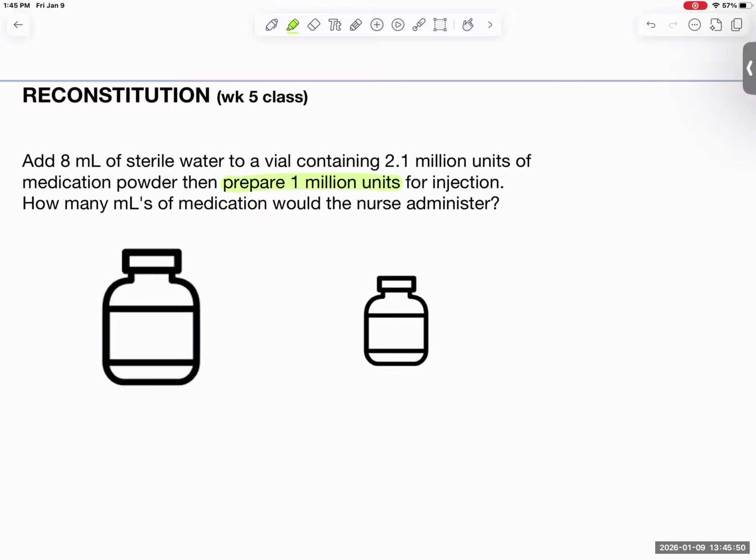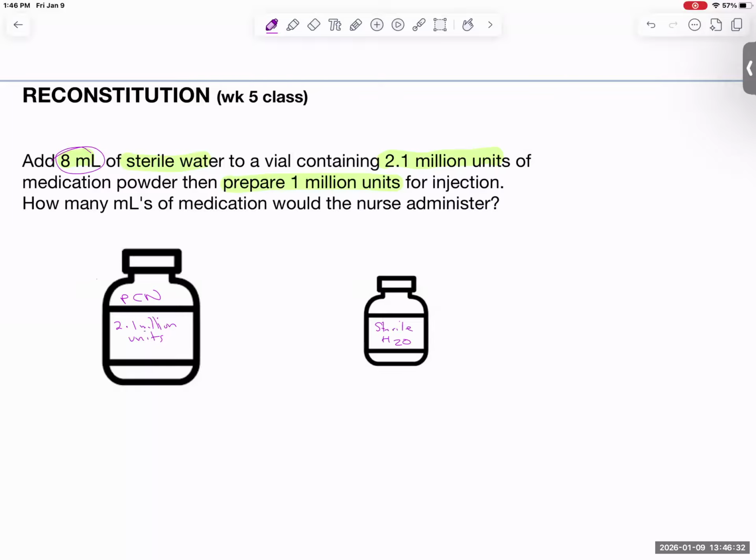Okay. And then it's telling me I have to add 8 milliliters of sterile water to a vial that has 2.1 million units in it. So believe it or not, you'll get a vial and maybe it is penicillin and it says 2.1 million units. And when you read the instructions, because every drug will require different things to mix it with, sterile water, normal saline, it'll tell you different amounts. So that's why you have to be familiar with your nursing drug reference and where to access this information. But the question tells you, you need to add 8 milliliters, and this one would be the sterile water.